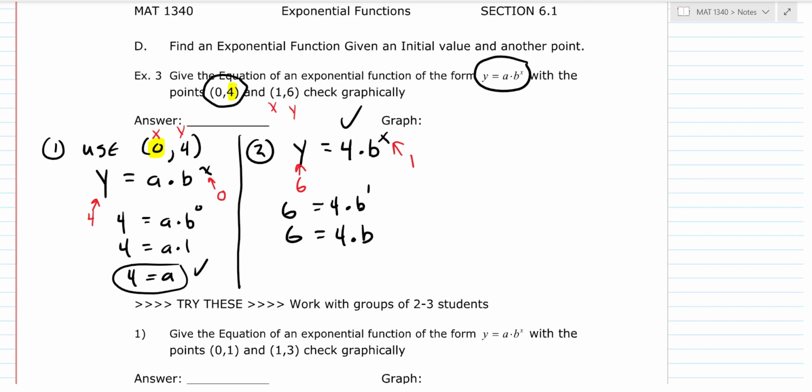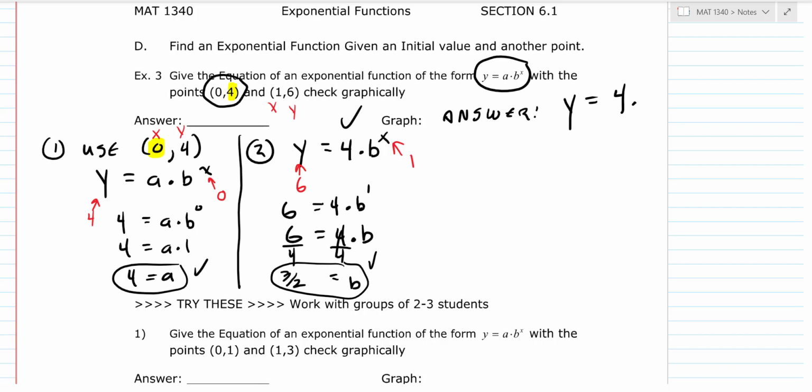Now, how do you solve that equation? Divide by 4, good. Okay, and then we'll reduce the fraction, so you can do that. So that'll get b equals 6/4, which reduced down to 3/2. Okay, then what we're ready to do is just write our answer to our problem. So the answer to the problem will go like this then. We're going to have y equals a is 4, and then b is 3/2 to the x power like that.